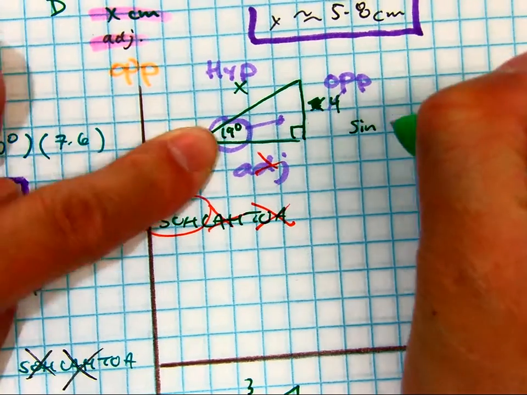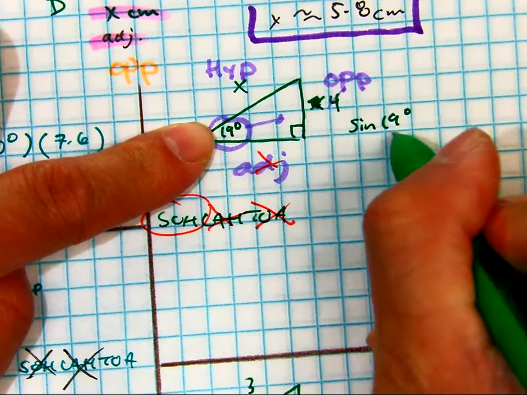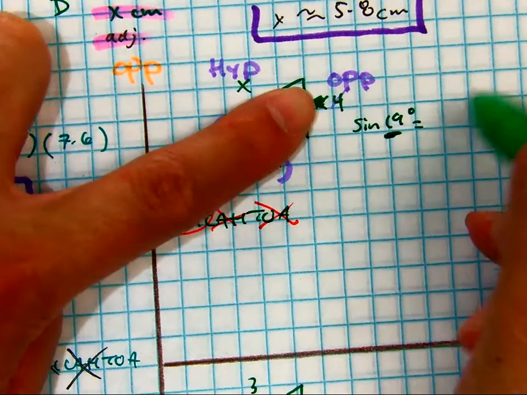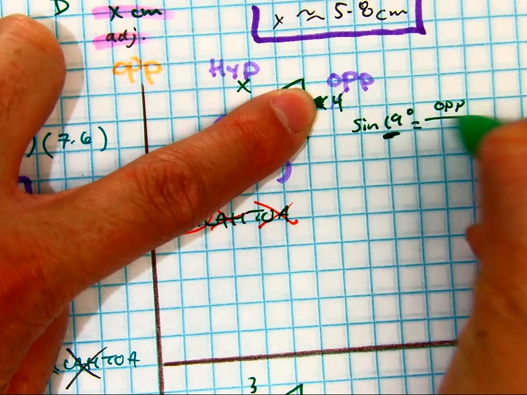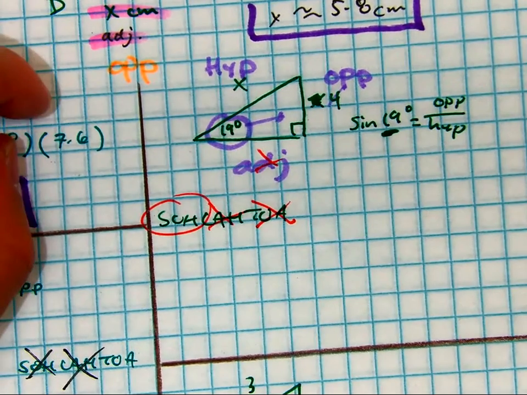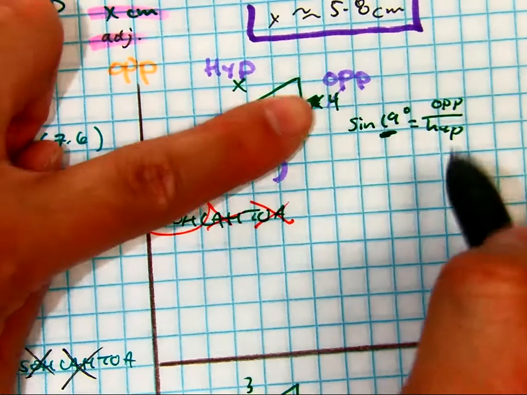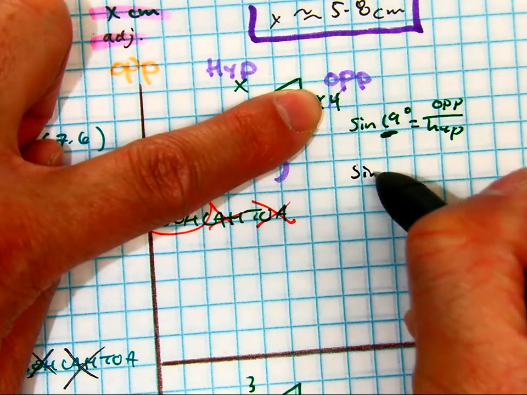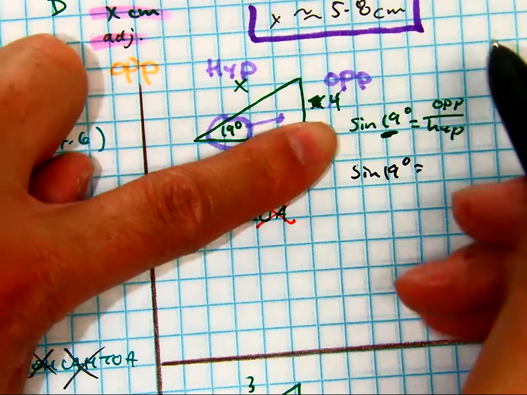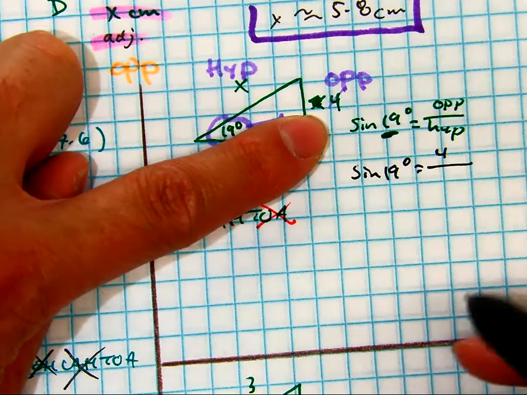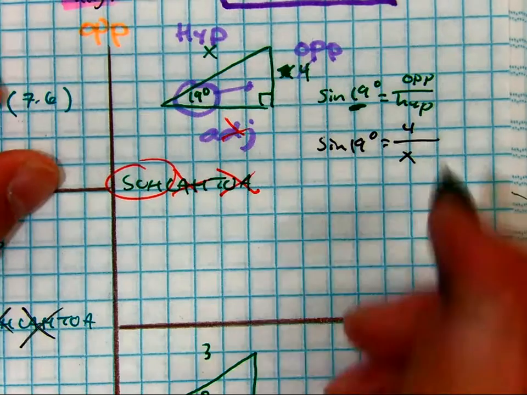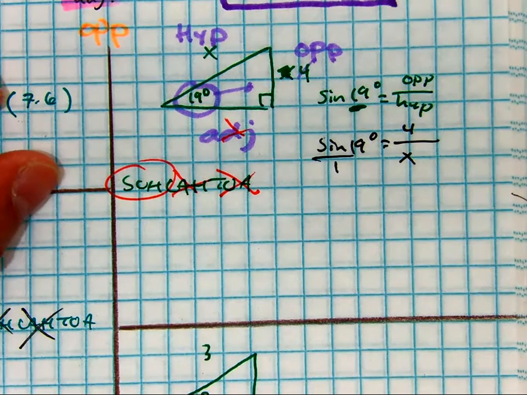Sine of the angle, so you always write angles next to the trig function, is equal to the opposite over the hypotenuse. And then I can just put in my substitutions. Sine of 19 degrees equals 4 over the hypotenuse, which is x. To solve proportions, you just make it a fraction and cross multiply.